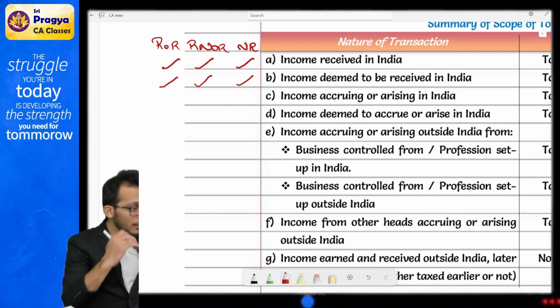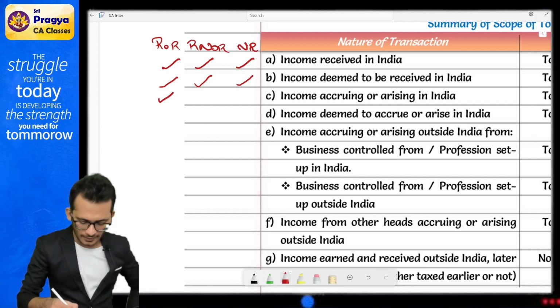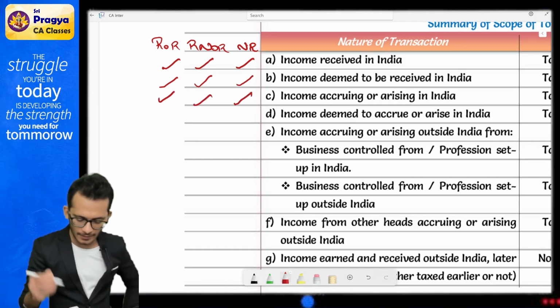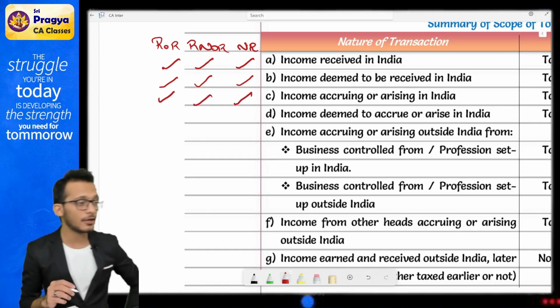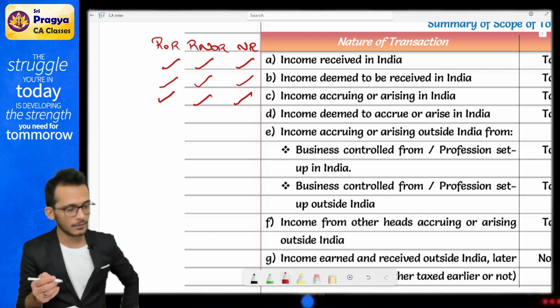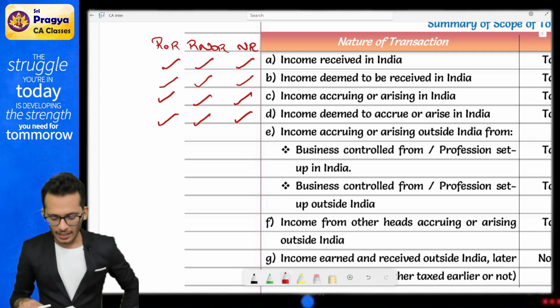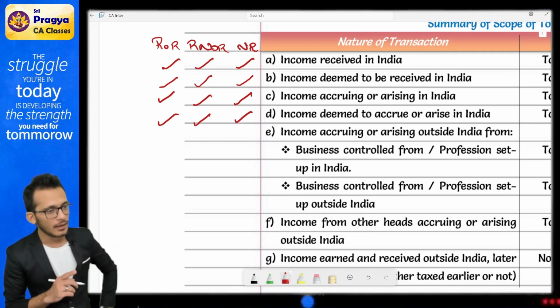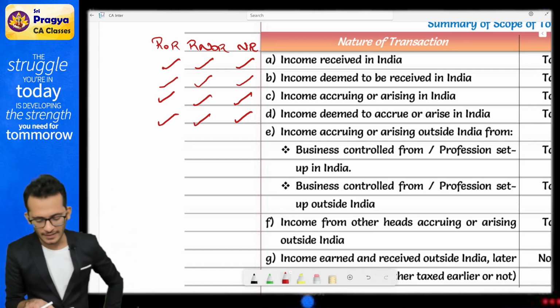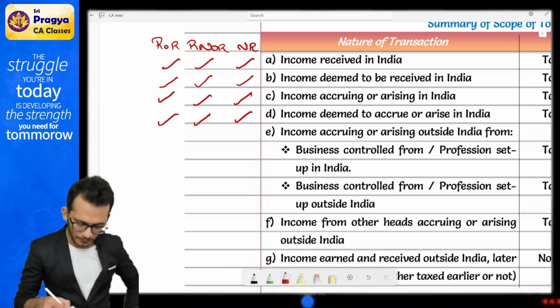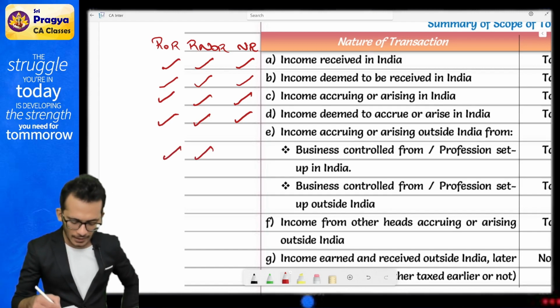Rahul, I have income accruing or arising in India. ROR, yes. RNOR, yes. NR, yes. Rahul, deemed income received or accruing or arising in India. ROR, yes. RNOR, yes. NR, yes. Great. I have my income accruing or arising outside India, but it is from a business or profession set up in India. ROR, RNOR, NR.